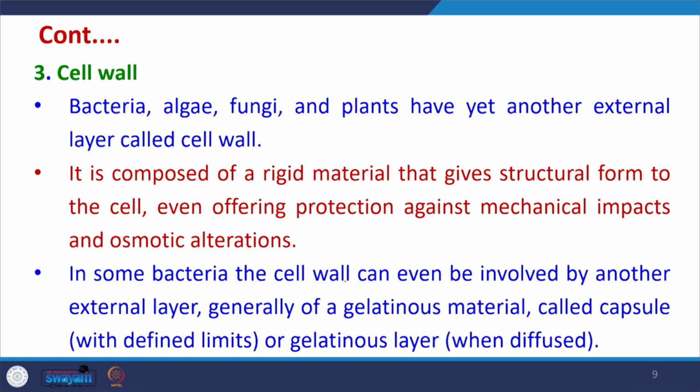In some bacteria, the cell wall can even be surrounded by another external layer, generally of a gelatinous material called a capsule. So, in some of the bacteria there can be another layer, which is called a capsule, with defined limits, or a gelatinous layer which may be diffused in nature.